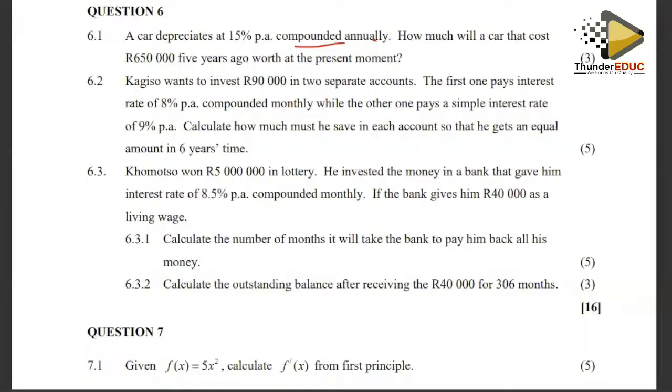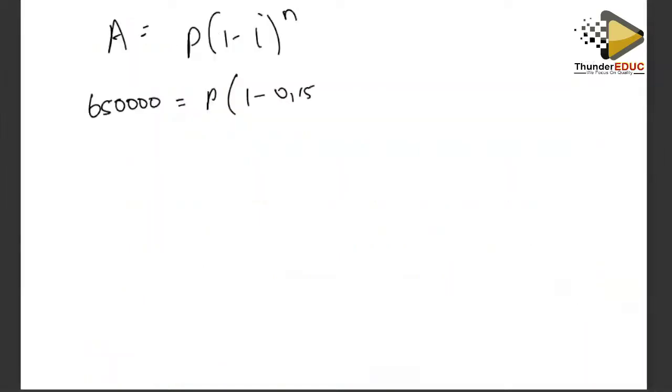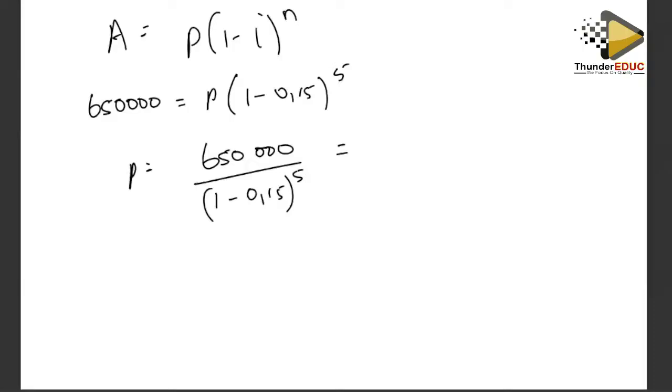So with the reducing balance, we know that A is P into 1 minus i to the exponent of n. So that is 650,000 is equal to P into 1 minus 0.15, which is 15%, to the exponent of 5. Meaning that P is going to be 650,000 over 1 minus 0.15 to the exponent of 5. All right, so that is what we just need to put into the calculator, and then we end up with our answer.